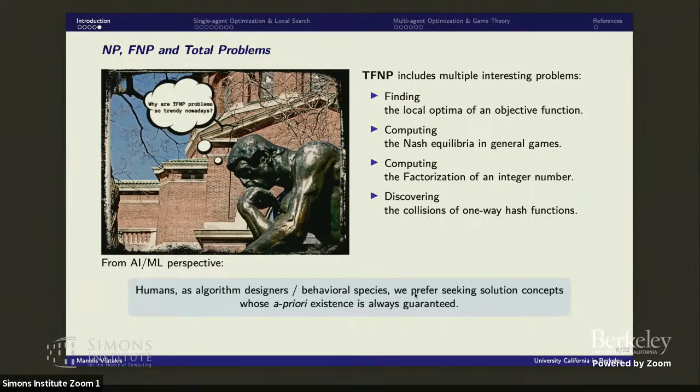Now, TFNP, from the theoretical computer science perspective, is an interesting class. Why? Because it has many interesting problems, like finding a local optimum of an objective function, computing Nash equilibria in games, factorization, and finding collisions of one-way hash functions. But I was wondering why the TFNP class is really a trendy class, and why simple algorithms work on these kinds of problems. From my perspective, the real answer is the following: humans, as algorithm designers, really like trying to find solutions in problems where they know a priori that a solution exists.